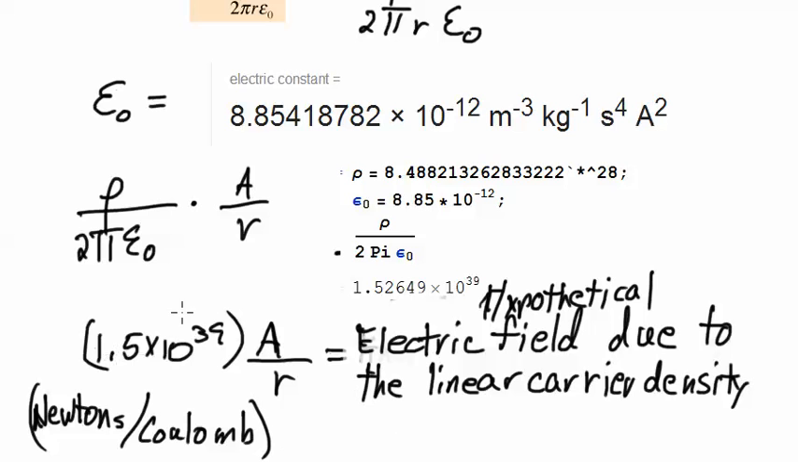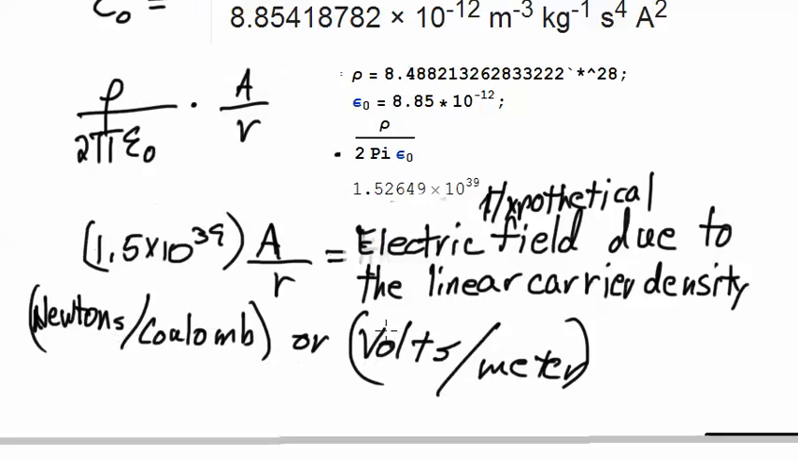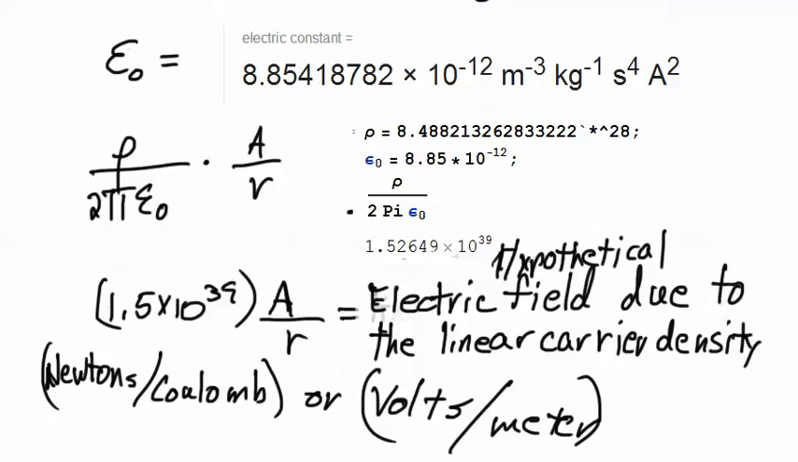That is just if somehow you manage to remove all of the atoms except for the free electrons in there, this would be what the electric field would be. 10 to the 39th newtons per coulomb, which is really enormous. 10 to the 39th volts per meter. Those two units are interchangeable, the newtons per coulomb and volts per meter.